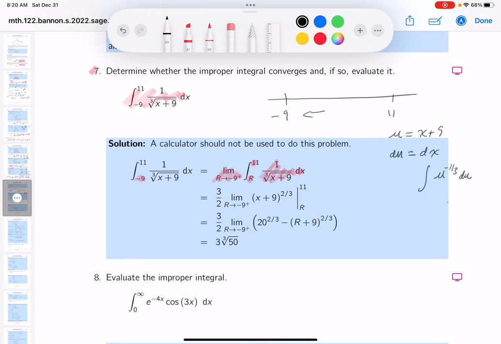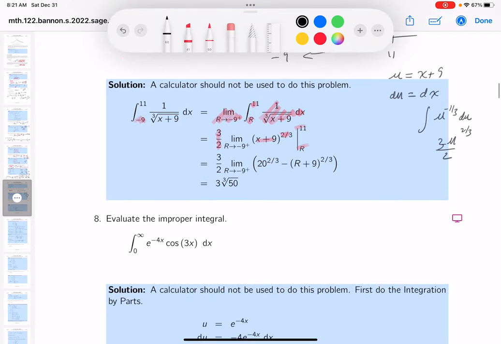And if you did that antiderivative, what do you get? U to the, well, you add 1 to the -1/3, and you get 2/3, and then you get 3/2 over here. All right, so let me point out where I'm seeing that here. I'm seeing the 3/2, and I'm seeing the u to the 2/3. That's all I'm seeing. The u is x plus 9 again. And what are you going to do? You're going to plug it in and do the limit, all right? So what do you get over there?